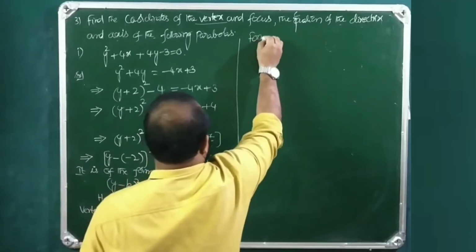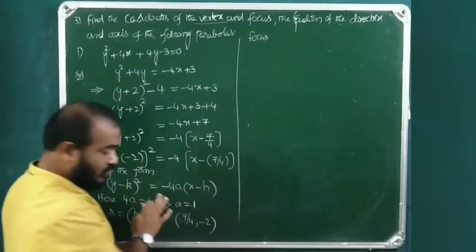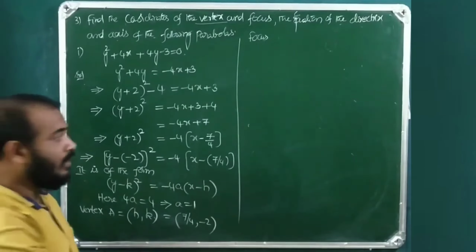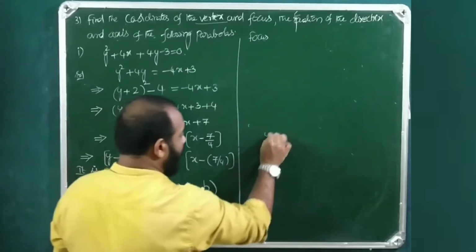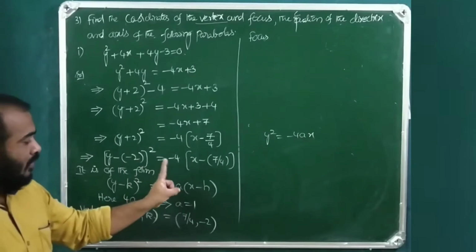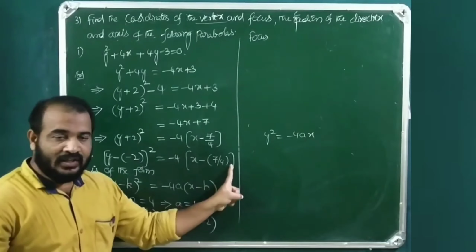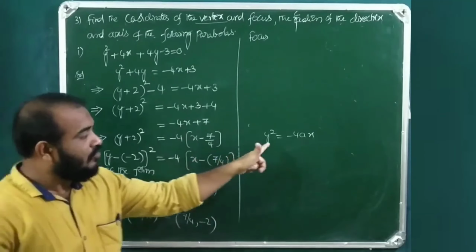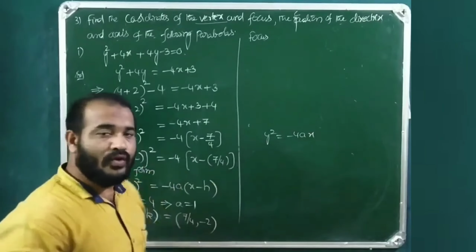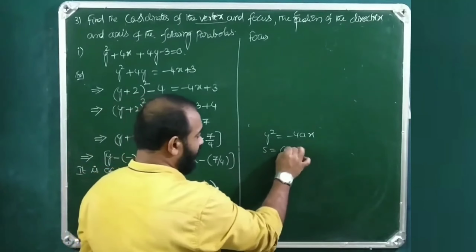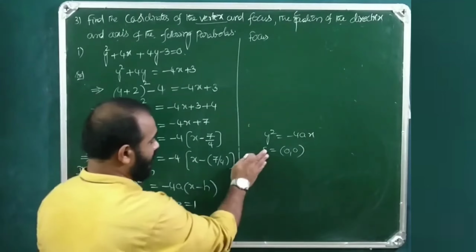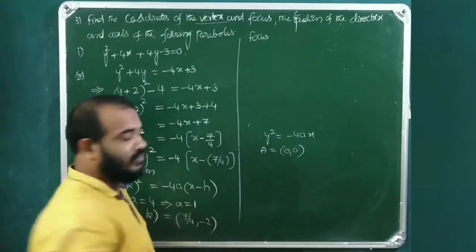Focus. For the focus, this could always be compared with the standard or simplest form of the parabola. What is the simplest form of the parabola? y square equals to minus 4ax. This is y minus k whole square equals to minus 4a into x minus h. It could be compared with the standard form of the parabola whose vertex is at the origin, y square equals to minus 4ax, where the vertex A is equals to 0, 0.